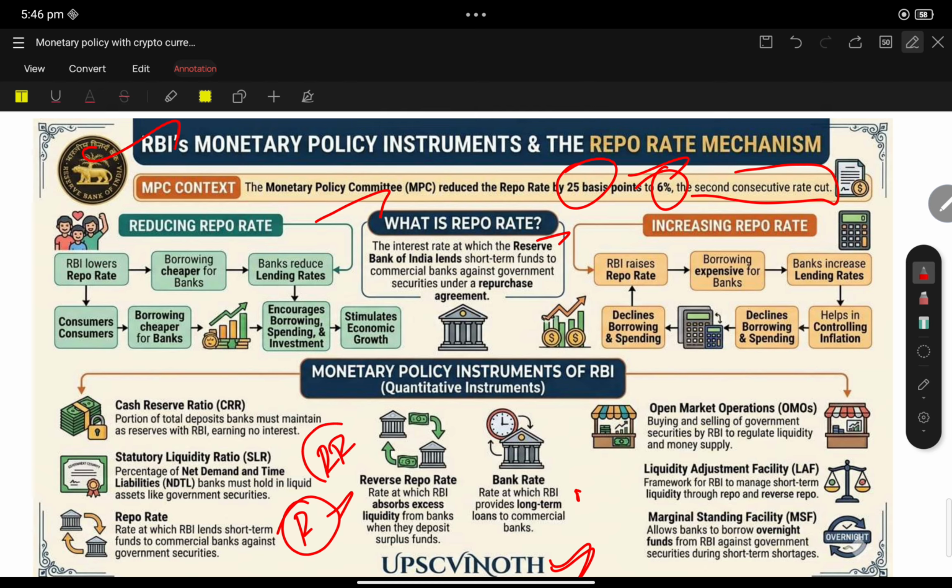Repo rate is an interest rate, but interest upon what? Short-term lending. RBI lends to commercial banks, and for that it charges some interest, that is the repo rate. Now what is the mechanism inside here?